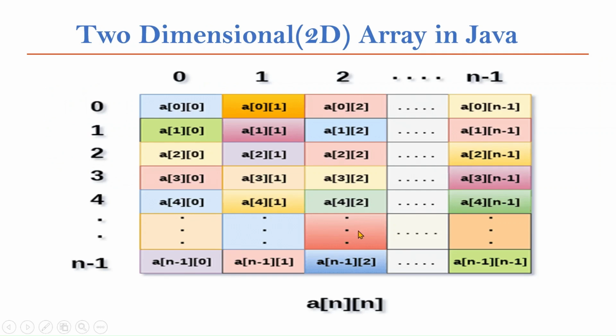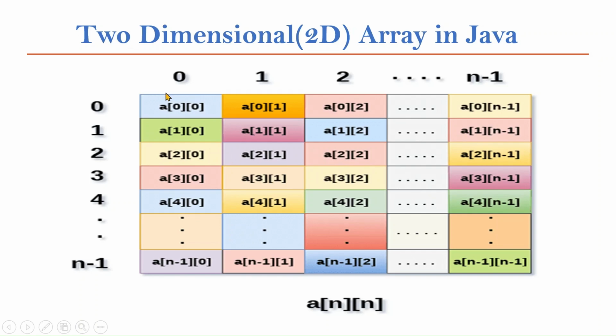By seeing this diagram, we can understand that it's a grid-like structure where rows and columns are available. When you see this horizontal, these are called rows. And when you see this vertical, these are called columns. So I can say that a two-dimensional array is a collection of rows and columns. The intersection point of a row and a column is called a cell.